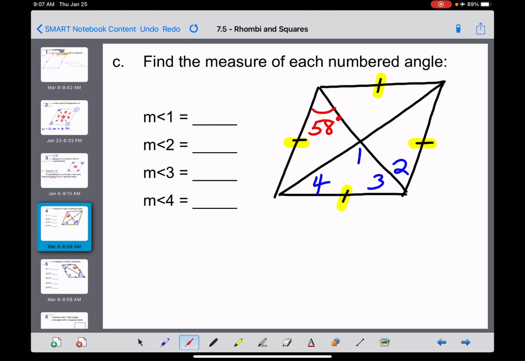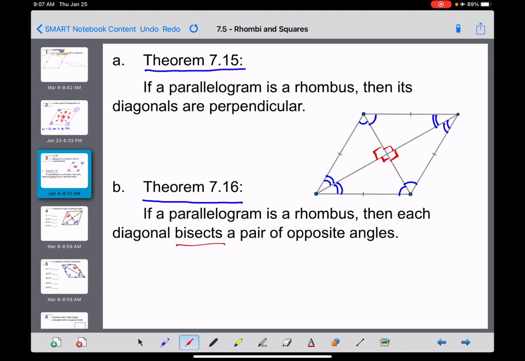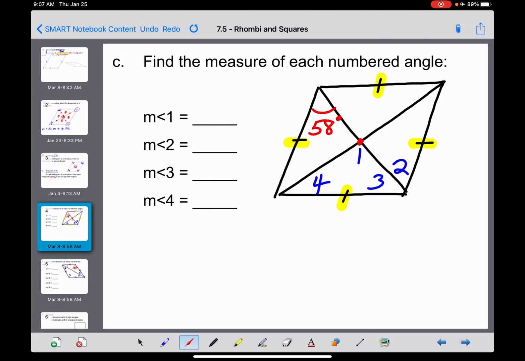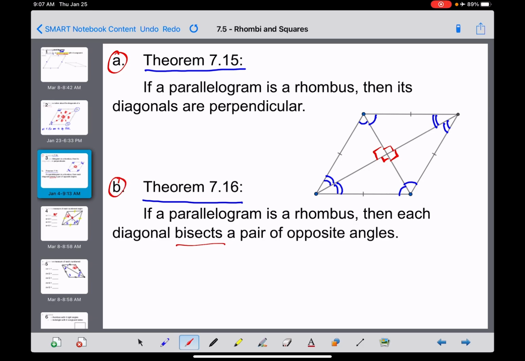So let's start with angle 1, and what I want you to notice is where angle 1 is located, right in the middle of this figure where the 2 diagonals intersect. So we would probably want to focus right here on Theorem 715, which says that in a rhombus, your diagonals are perpendicular. So I can put a right angle anywhere there I want, and that means that angle 1 has to be 90 degrees right on the nose. Okay, what's coming next? Angle 2. Well, to get to angle 2, we're going to go back now and focus on this theorem right here.